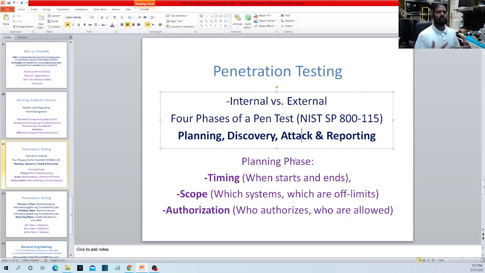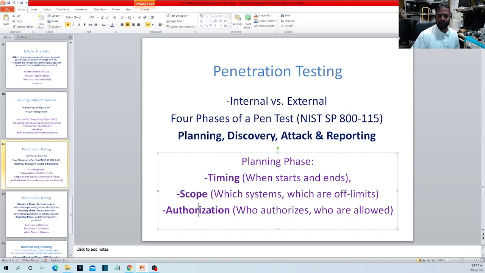Once you are contracting external penetration testers, they are going to plan. You write documentation about timing, scope, and authorization. What does that mean? Timing means exactly when they will run the penetration test, when it begins and when it ends. Beyond that time frame, they cannot hack your system. They cannot penetrate or do anything to you, because that would be against the contract. That would be illegal for them. That becomes an illegal activity.